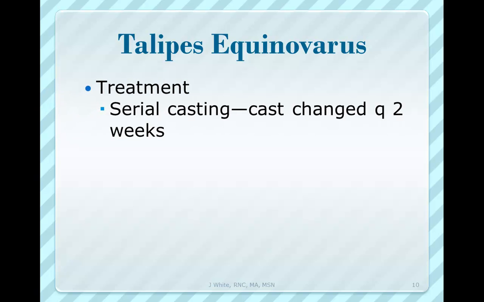Okay, treatment, a couple of different types of treatment we might do. We might do serial casting, and that means that they put a cast on the foot or feet, and this cast is changed about every 2 weeks. It's changed for two reasons. One, the baby is growing rapidly, and we don't want it to become too small for the baby's foot. But second, each time they change the cast, they manipulate the foot a little bit more to the opposite extreme. So we're actually kind of training this foot to go into a more neutral position.